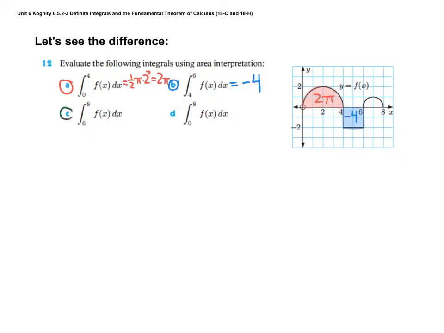And now part C. It's a semicircle, so it's half of pi times, what's the radius? 1 squared. Okay, so this is pi over 2. And it's above the x-axis, so that is the area. Yeah, it's positive. Okay?